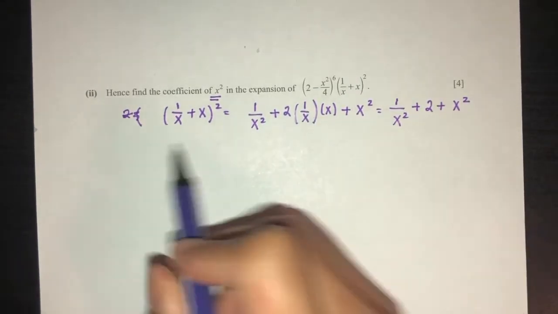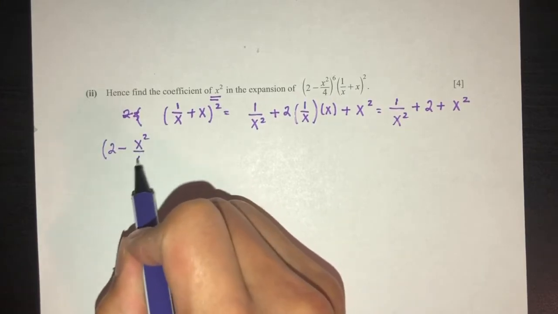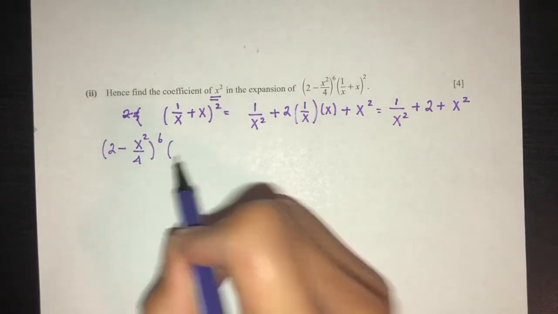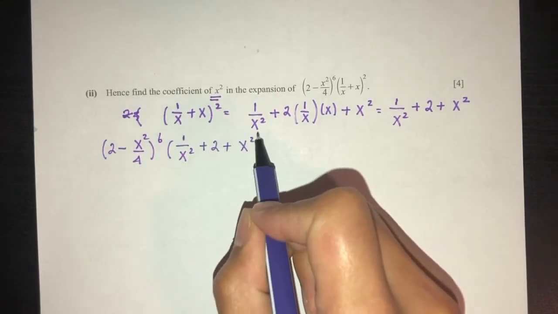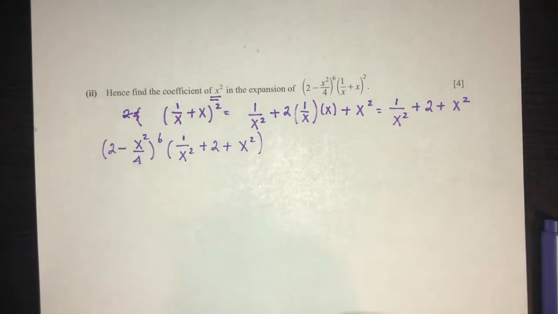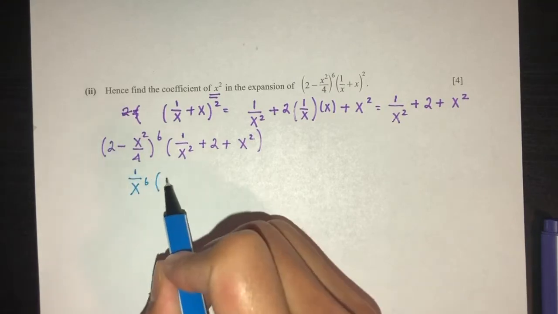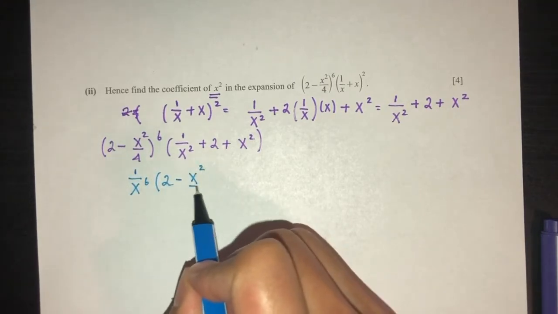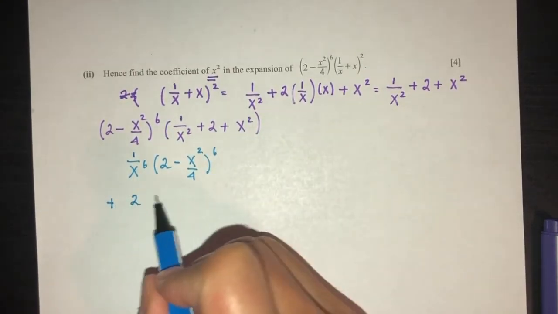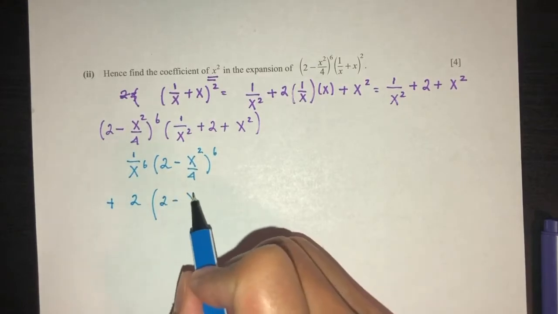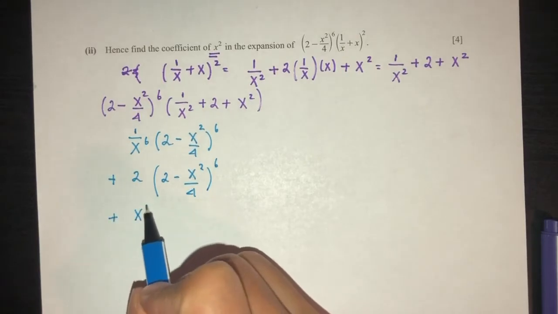Now you have to expand 2 minus x squared over 4 power 6 from part 1, times this, which is 1 over x squared plus 2 plus x squared. If you want to expand this, you have to look at it term by term. So the first will be 1 over x squared times this, and then you will have plus 2 times this. And finally, plus x squared times this.